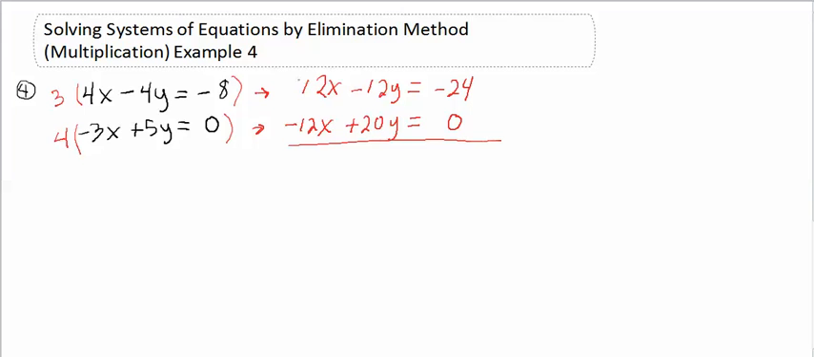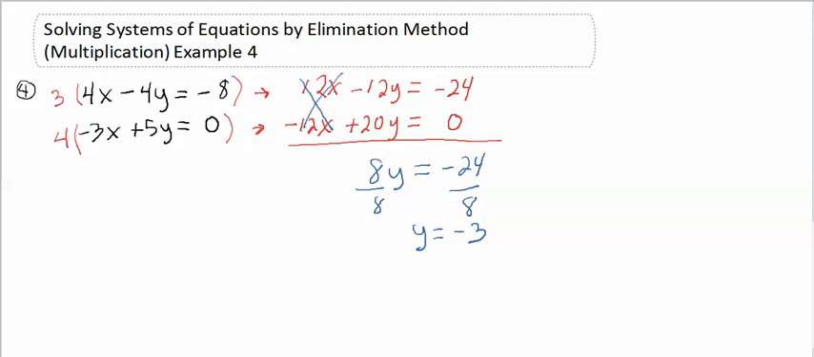and they're both x's, so I eliminated the x's. I have a positive 20 and negative 12, so I have a positive 8y, and then a negative 24 and a 0 is negative 24. Divide by 8, divide by 8, and my y is equal to negative 3.